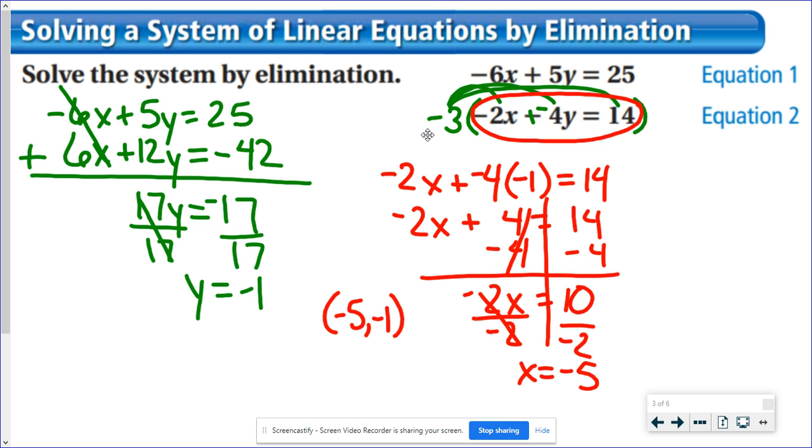And if you wanted to check it, you could substitute it into any of the equations. If I would check this with the top equation, -6 times a -5 for the x would be +30. 5 times a -1 would be -5, and 30 plus a -5, all that does equal 25. It works in that top equation.